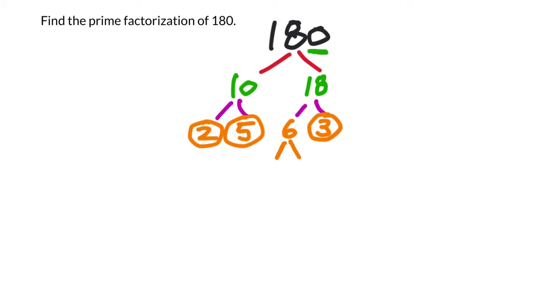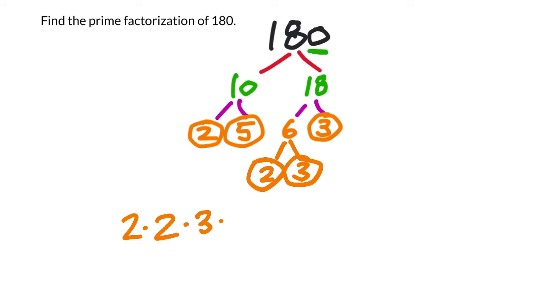So 6 will split up into 2 and 3 again, like this. All right? And 2 and 3 are both prime. Now I'm going to list these from least to greatest. So that would be 2, there's another 2, there's two 3s, and then the 5.